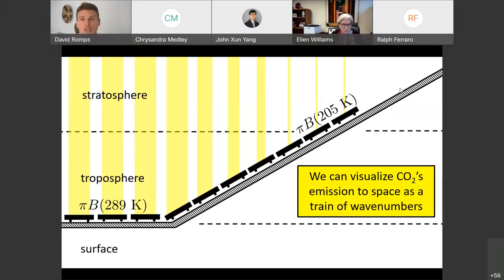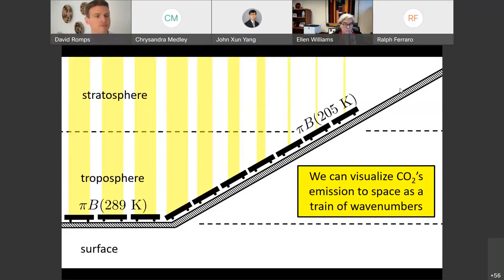If we have wave numbers that have really low kappa, then the atmosphere is effectively transparent, and so the surface at those wave numbers is going to emit directly to space. And so those train cars with wave numbers with really low kappa, they're sitting on the track on the surface here. And it's warm there, it's 289 Kelvin.